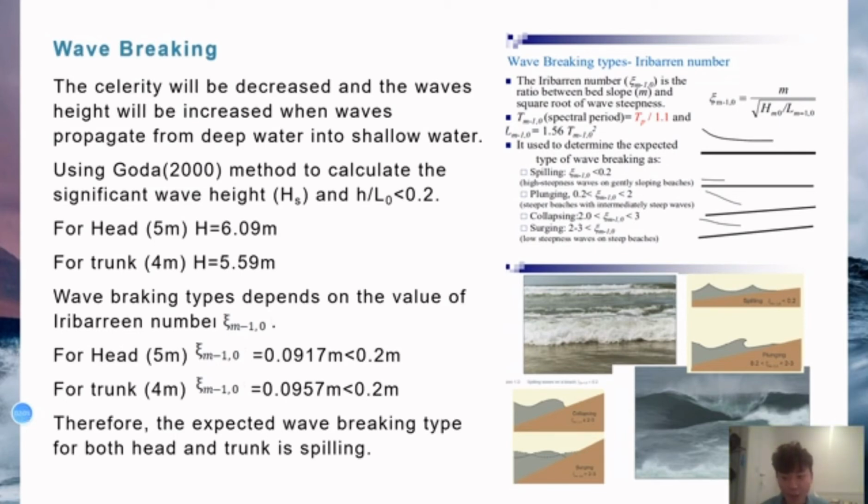In our report, we used the GODA 2000 method to calculate the significant wave height for both head and trunk. Furthermore, we also calculated a parameter Kc to define wave breaking types as spilling in the end. Next part, my partner Sun Su will provide more details about the structure design, and thanks for listening.